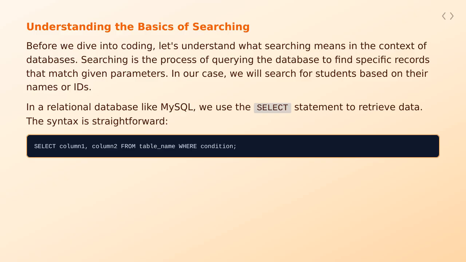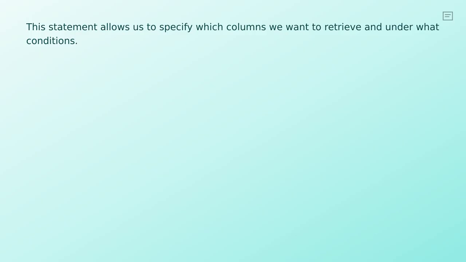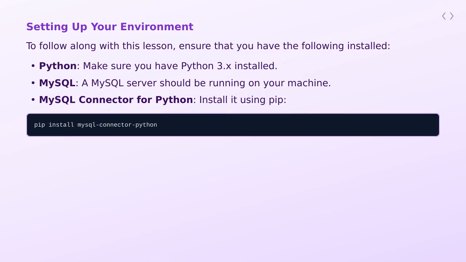In a relational database like MySQL, we use the select statement to retrieve data. The syntax is straightforward. The samples on screen walk through this step. Take a moment to read through them. Here's the idea. This statement allows us to specify which columns we want to retrieve and under what conditions. Let's move on to setting up your environment.